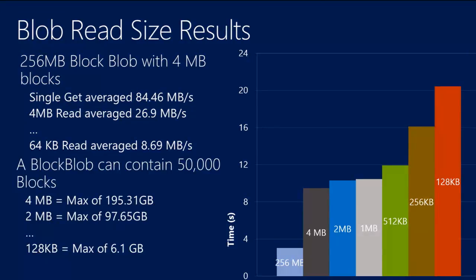Something else to note here, when you're choosing your block size, the block blob can contain 50,000 blocks. And so this actually limits the upper end of how much a blob can hold. So, for example, if I use a 4 megabyte block size, my blob can be 195.31 gigabytes. If I use a 2 meg, I'm down to 97. If I use a 128 kilobyte block size, I'm at 6.1 gigs. It's different for page blob. Page blob can be a terabyte. But when you're choosing the upload block size, this is something to consider.